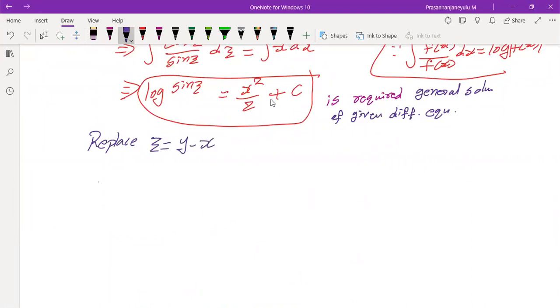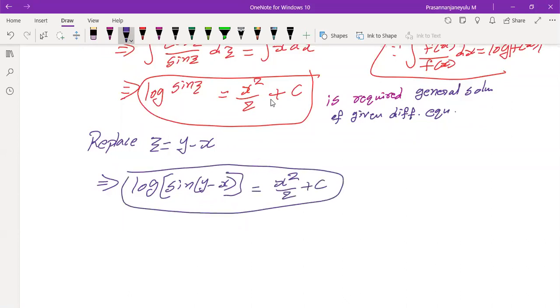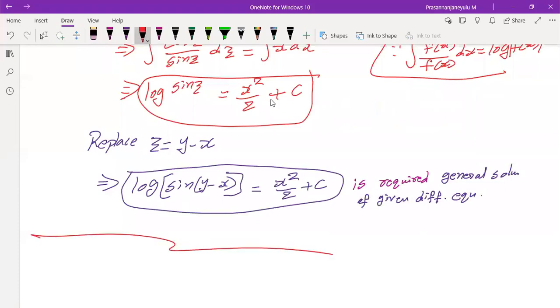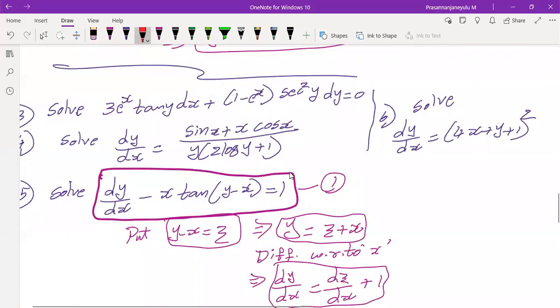That implies log of sin of y minus x. Better you put brackets like this, equals x square by 2 plus c. This one is the general solution of the given differential equation, not the above. Okay, so in the same manner, go for the sixth problem.